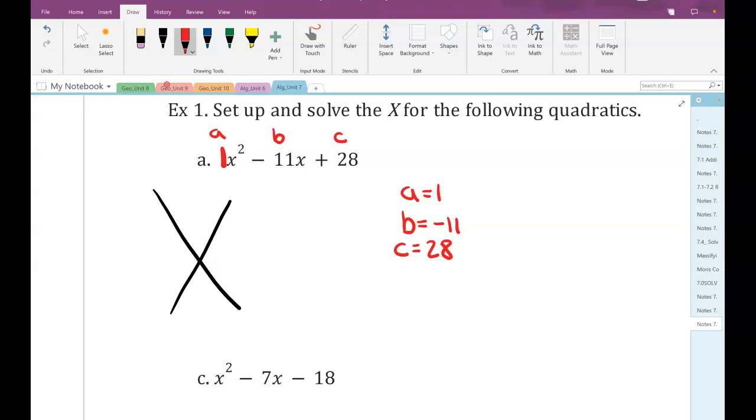Less writing. All right, so on the top of the X, you take whatever your A times your C is. So that would be 1 times 28. So we put a 28 on the top. Our B term is negative 11. So that's what we put on the bottom. We put minus 11.